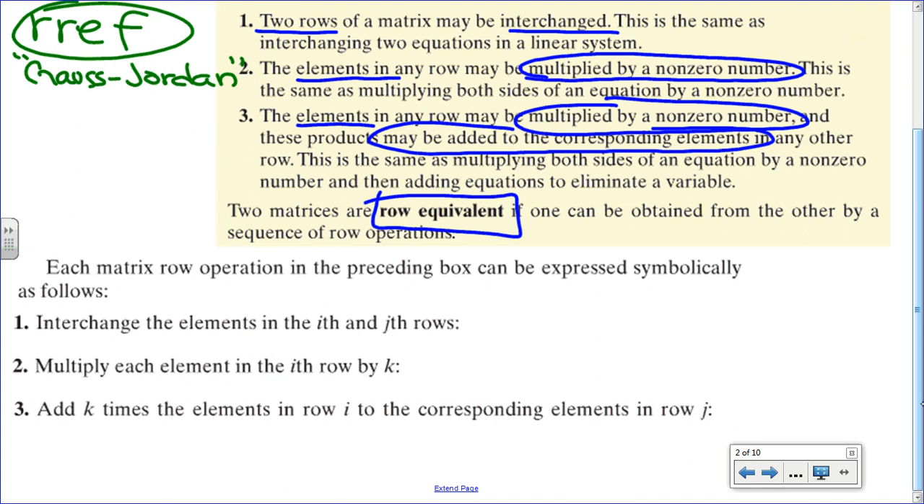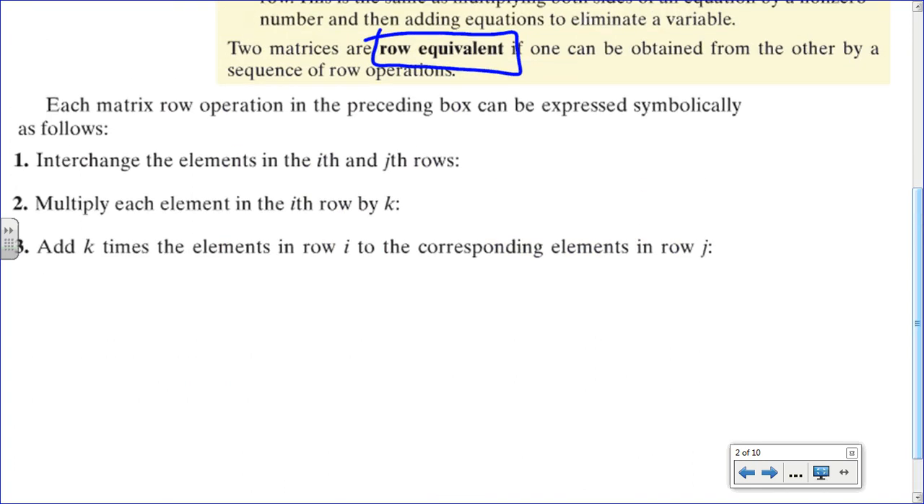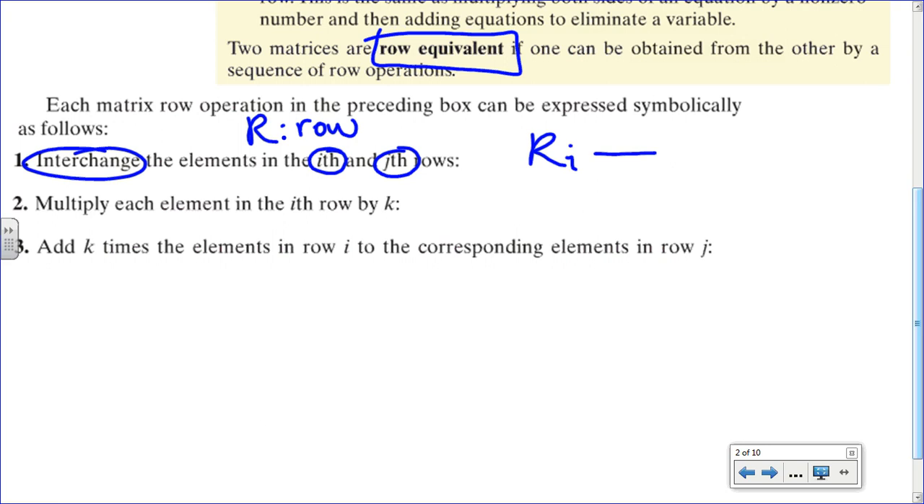So how do we represent those row operations? So we could say interchange. We could say something like R, where R stands for row. The subscript will indicate what number the row is, right? So if we say the ith row, it would be like Ri interchange with Rj. If we were talking about the first and second row, we could say something like R1 interchange with R2.